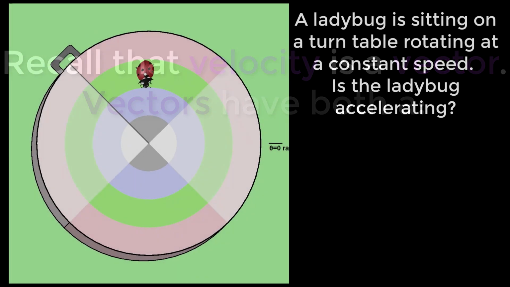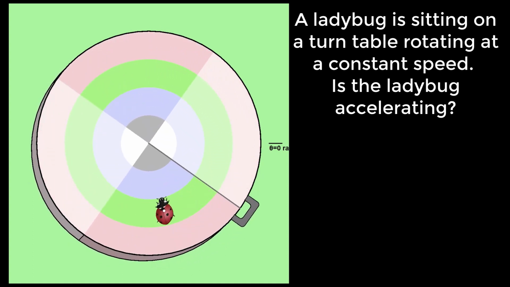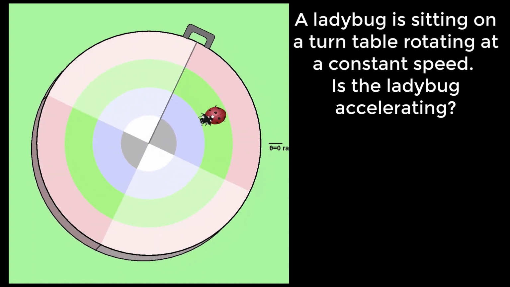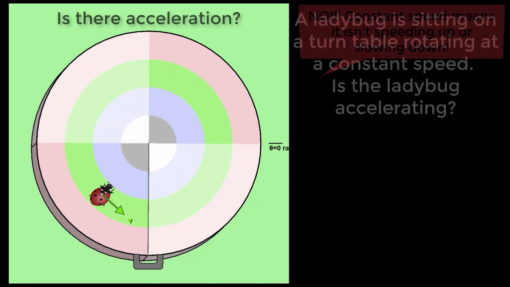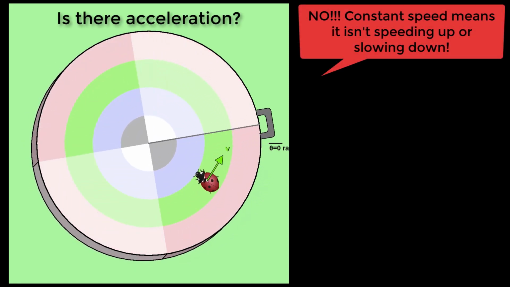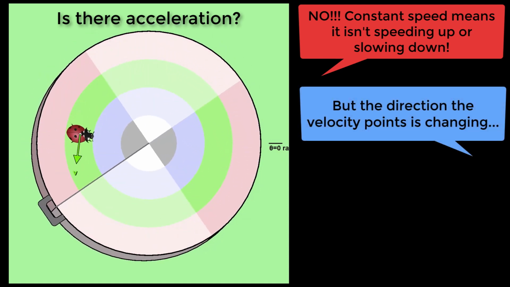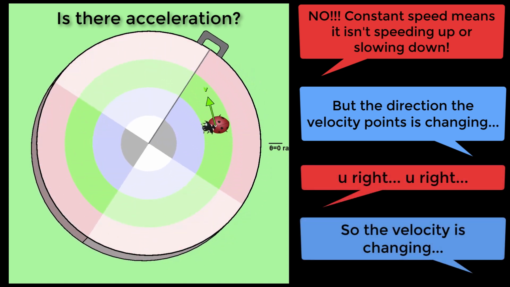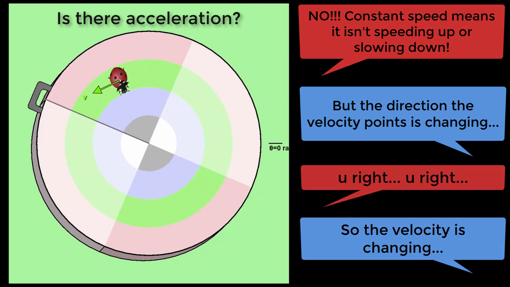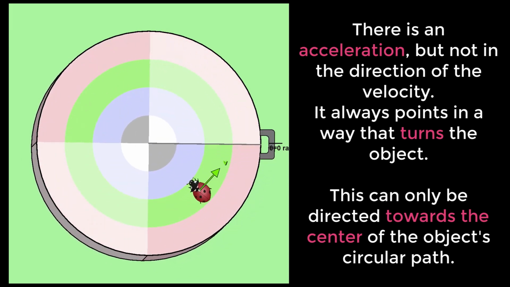With that in mind, consider a ladybug sitting on a turntable rotating at a constant speed. Is the ladybug accelerating? It would be easy to say, no, constant speed means it isn't speeding up or slowing down. But the direction of the velocity is changing. So the velocity is changing. There is an acceleration, but not in the direction of the velocity.